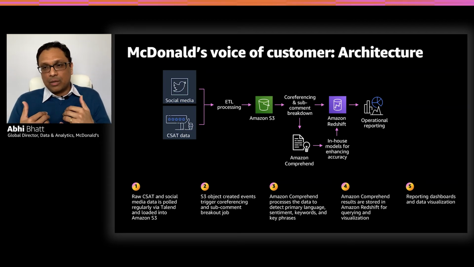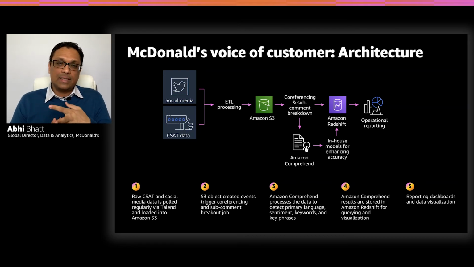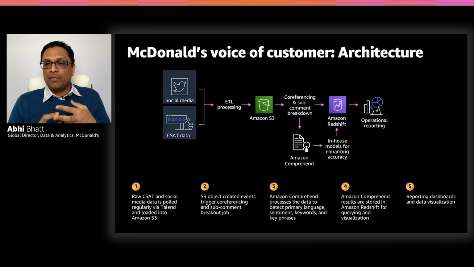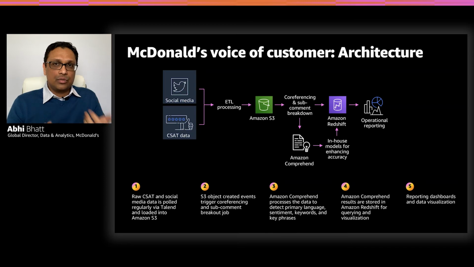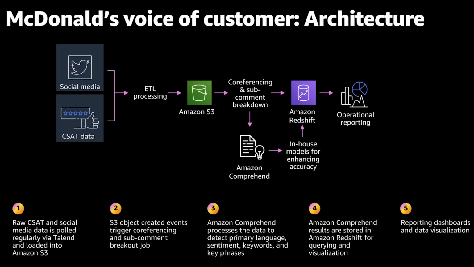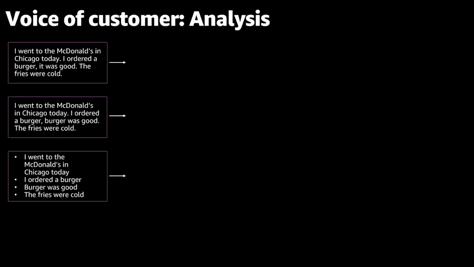When the data is sent to Comprehend, it does two things for us. It will do topic assignments and it will do a net sentiment analysis. We then take the output of the sentiment analysis from Comprehend and send it to our in-house models for enhancing the accuracy of the model before the data then gets loaded to Amazon Redshift. And then it has operational reports coming out of it so that the end users can process the derived insights.